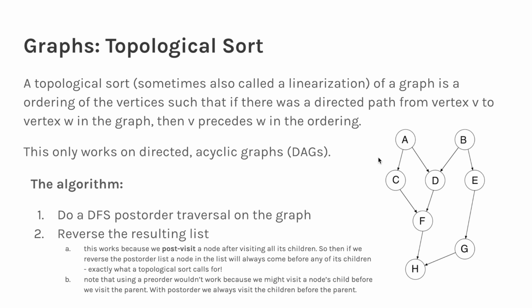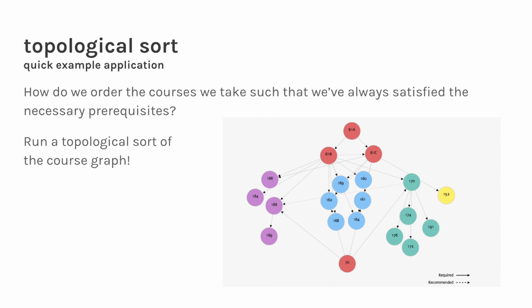So that's why we take the post-order and then reverse. Okay. Oh yeah, here's a quick example for why topological sort is useful. You might have seen this graph on, I believe, the HCAN webpage, all the CS courses at Berkeley and the prerequisites required for the course.